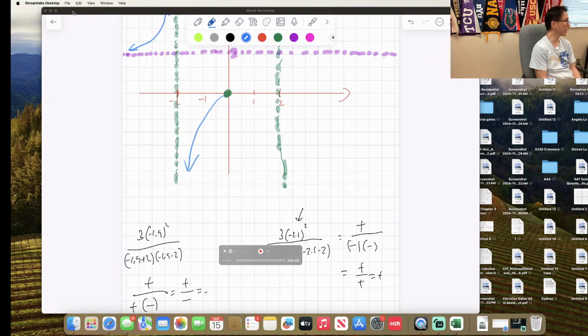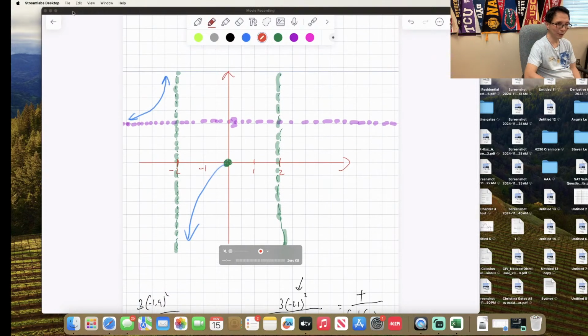Now, here's the cool thing. I don't need to do it to the other side. Why? Because of symmetry, right? Symmetry is like a mirror across the y-axis. And this is what the graph is going to be. Because you know how to determine one side, the other side is going to be exact symmetry.